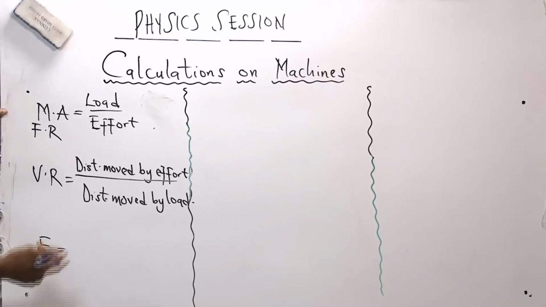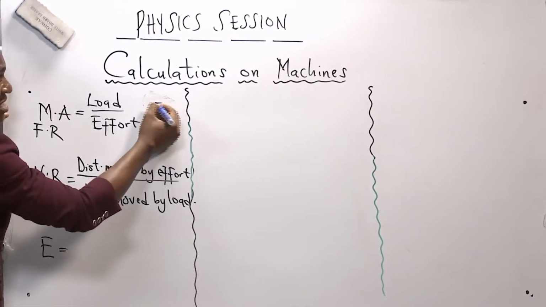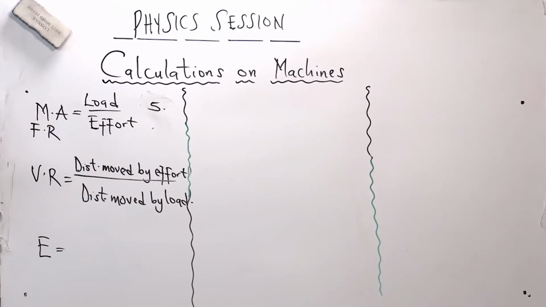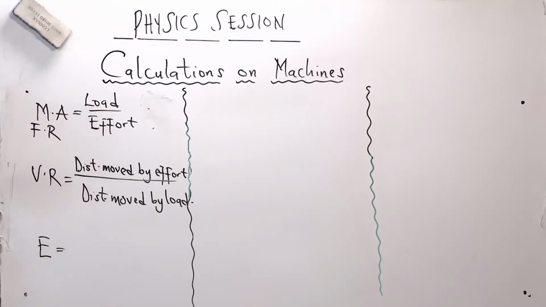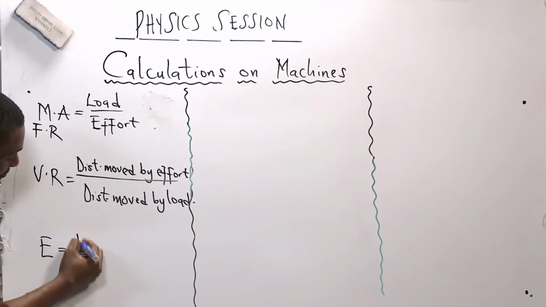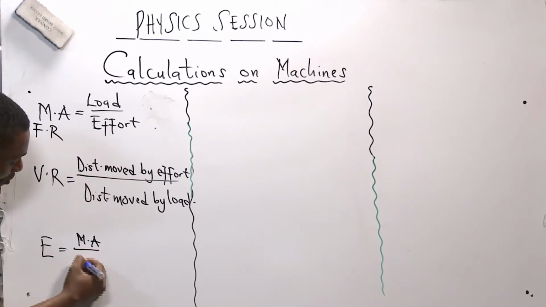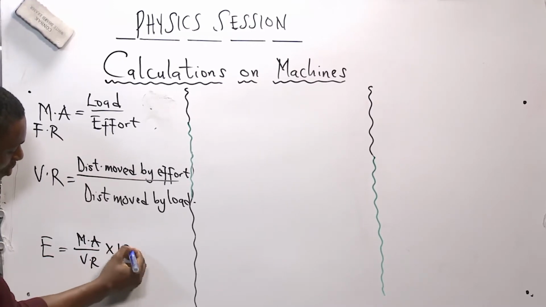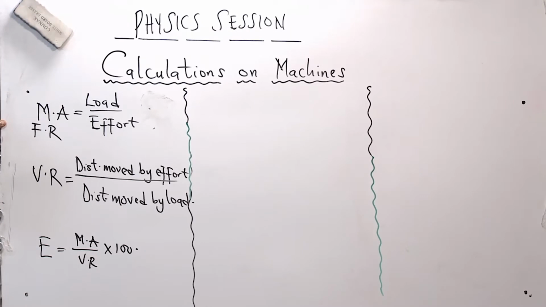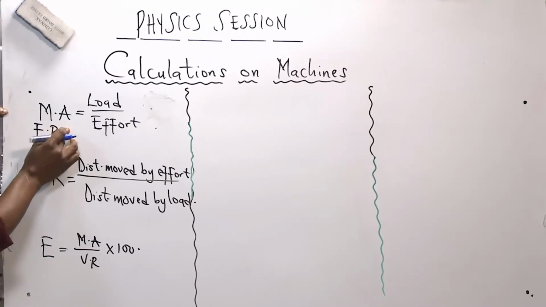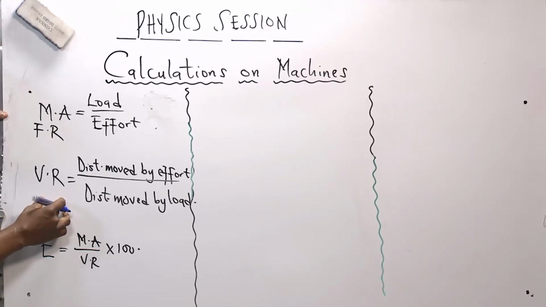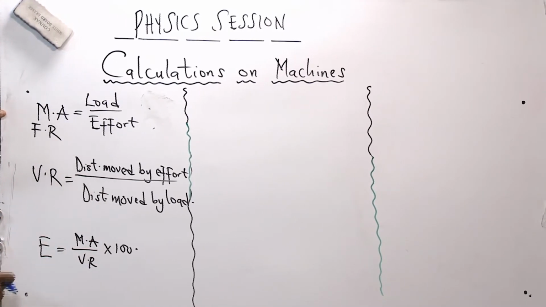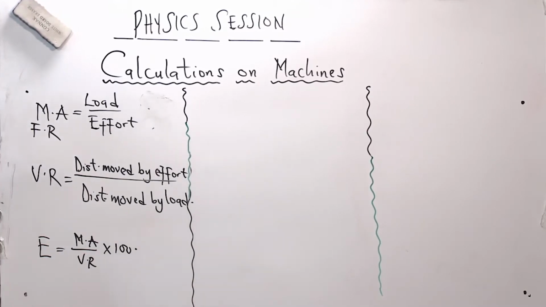So the mechanical advantage of a machine can just be stated as 5, 4, 3, unlike other quantities that have units. All they have is magnitude. And the efficiency, on the other hand, can be defined as mechanical advantage over velocity ratio times 100. So a quick run: we define the mechanical advantage as load over effort. Then we define the velocity ratio as the distance moved by effort over the distance moved by load. And then we define the efficiency as mechanical advantage over velocity ratio times 100.